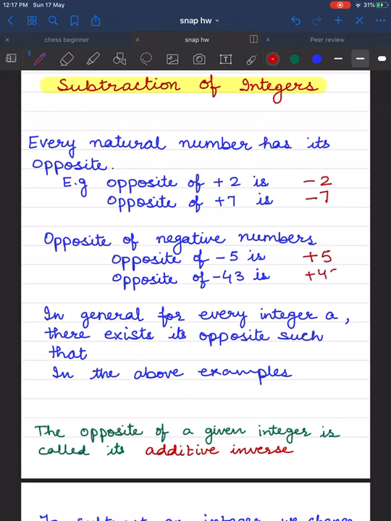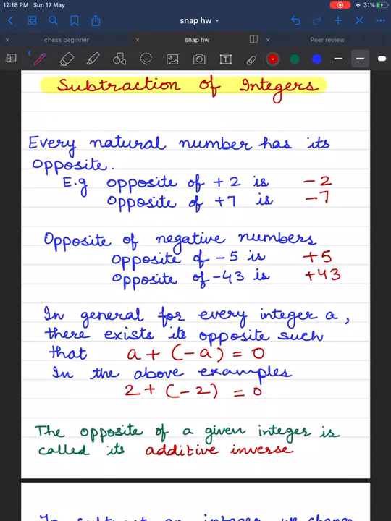The opposite of minus 5 is plus 5. The opposite of minus 43 is plus 43, and so on. Now in general, for every integer a, there exists its opposite, minus a, such that a plus minus a is equal to 0.